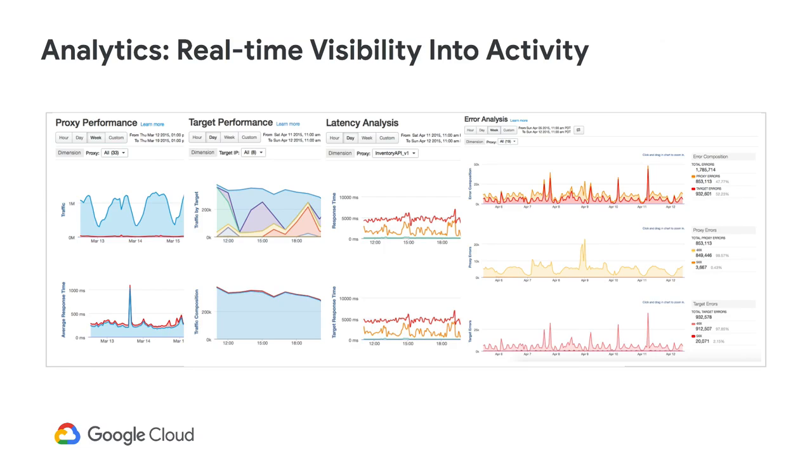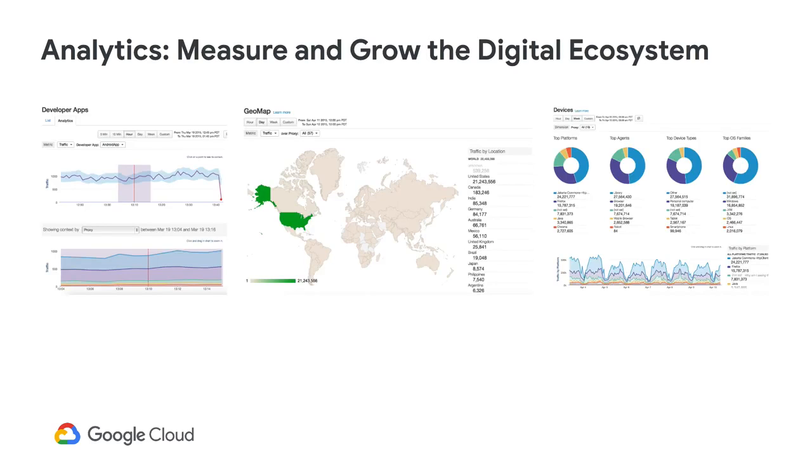Apigee Edge has a wonderful analytics system. You can use it to provide real-time visibility into the activity in the system. You can also use it to measure and grow your digital ecosystem. So you can look at operational metrics, but you can also look at business metrics.